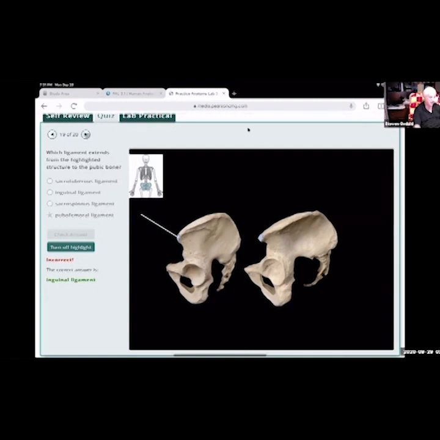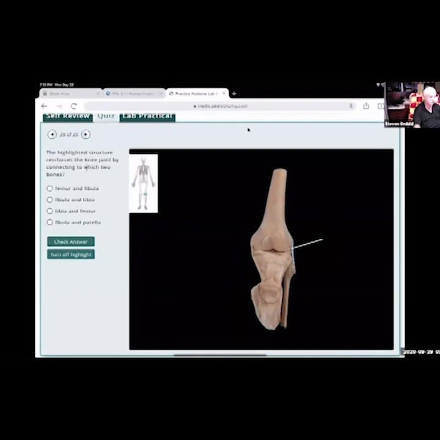And one more. The highlighted structure reinforces the knee by connecting which two bones? The femur and the fibula. Perfect. What's the name of the structure? The LCL, lateral collateral ligament? I thought you said the ACL. I'm sorry, I didn't hear it. Lateral collateral ligament.